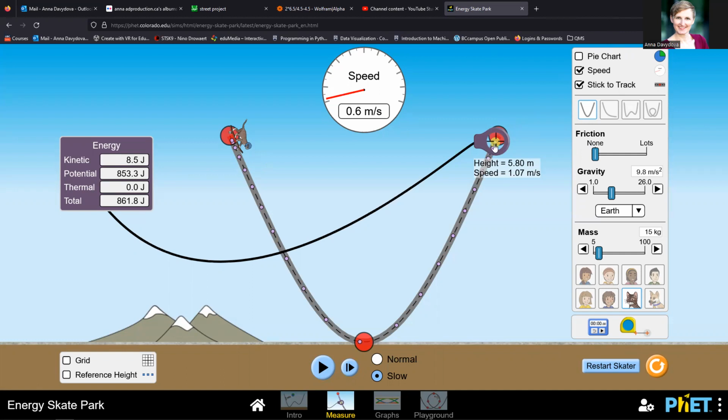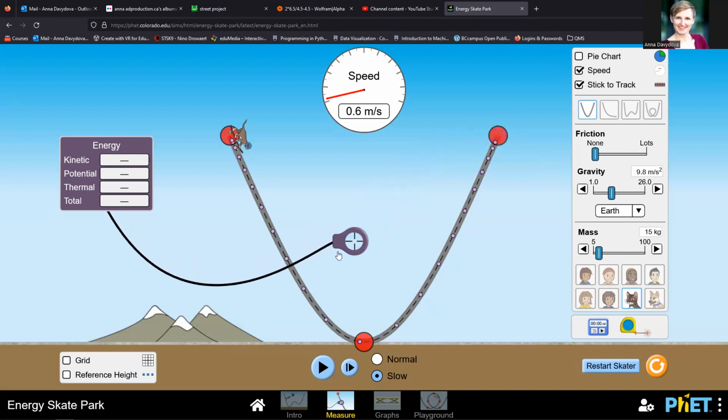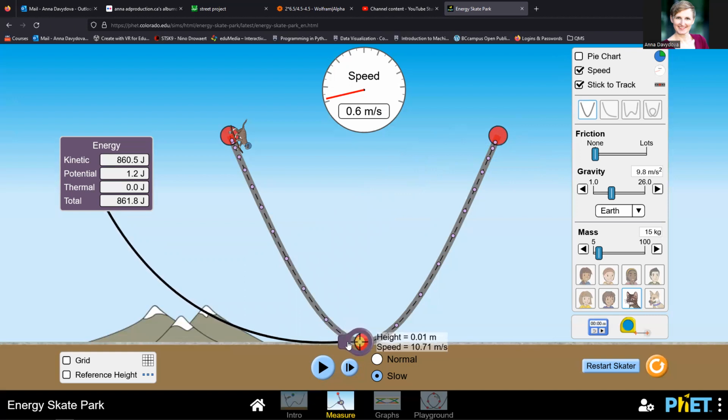The key element is to know that at the highest point, kinetic energy is close to 0, and full total energy is potential energy, which is the energy due to the height, 5.8 meters. There's a formula for that, which we studied in class, which I will show you how to calculate. And I can use this probe to test energy at the lowest point. The total energy should be the same as in the highest point. That is the key in the law of conservation of energy. There's no energy loss.